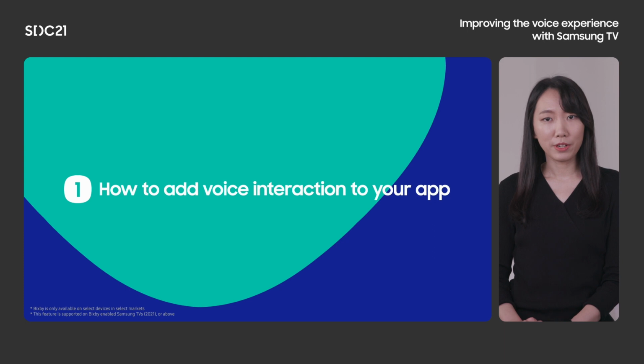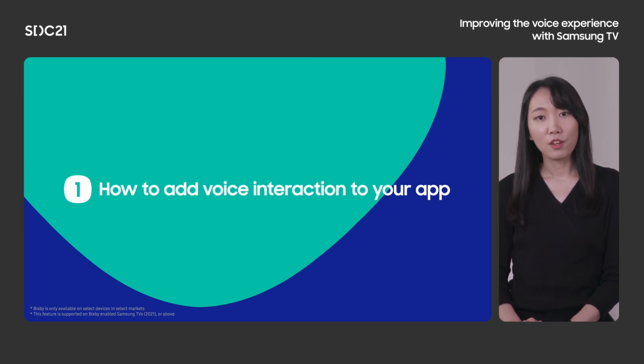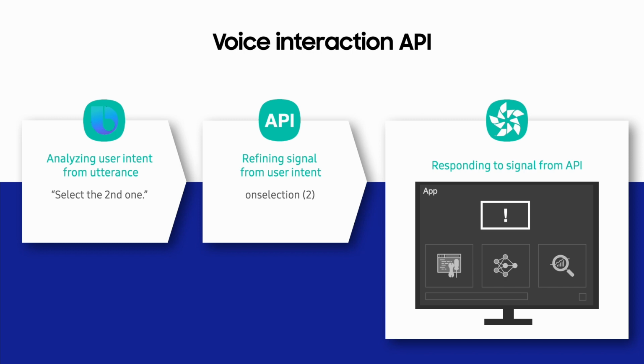You're probably wondering how to apply the voice interaction feature to your application. The Voice Interaction API for Samsung Smart TV is the solution. The API allows your application to understand the user intent. The framework receives the analyzed result of user intent from voice assistants. Based on the result, the framework calls the callback functions that your app registered. Therefore, the app can respond to the words of users without analyzing them.